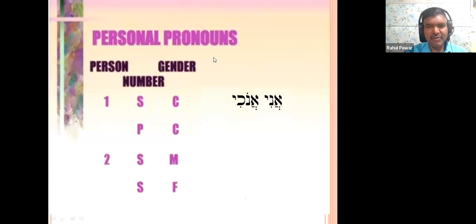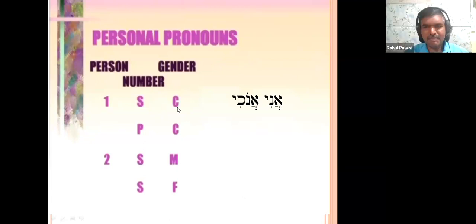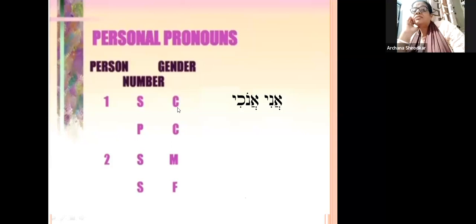See here, I will use this one, which indicates first person common singular. That's speaking about I. Anoki or Ani means I. Shamarti is I kept.